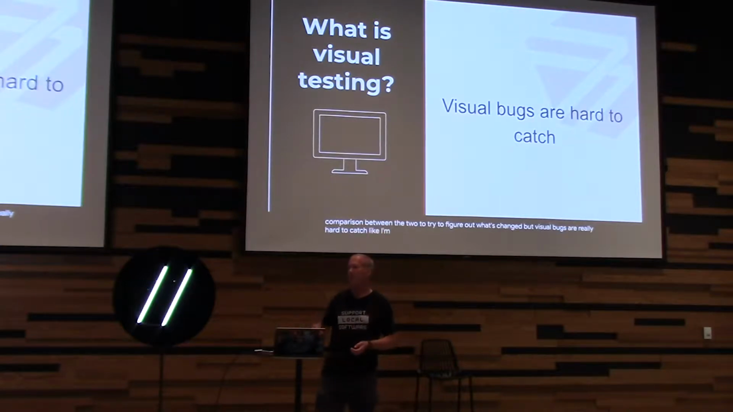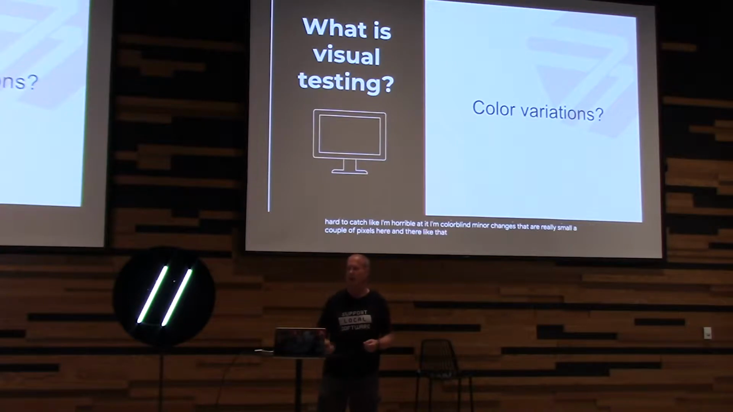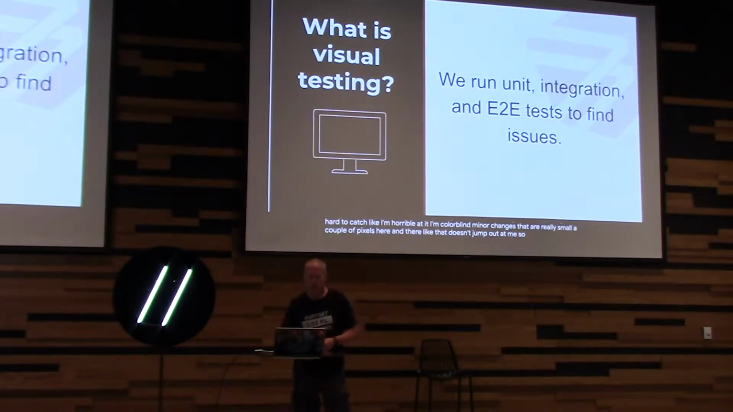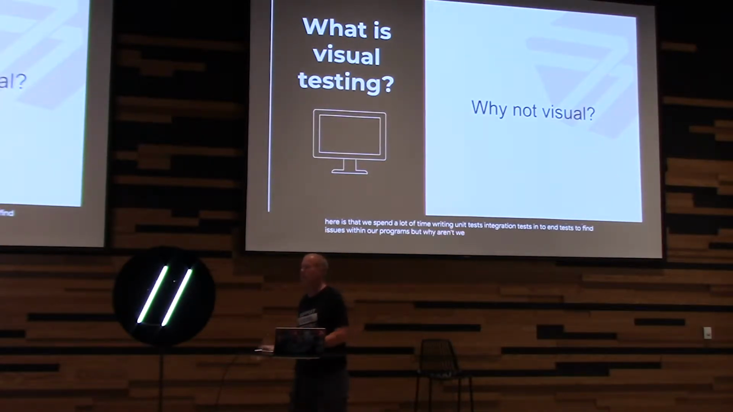I'm horrible at it. I'm colorblind. I don't really notice little minor changes that are really small, a couple pixels here and there. That doesn't jump out at me. So the interesting thing here is that we spend a lot of time writing unit tests, integration tests, end-to-end tests to find issues within our programs, but why aren't we doing the visual tests?